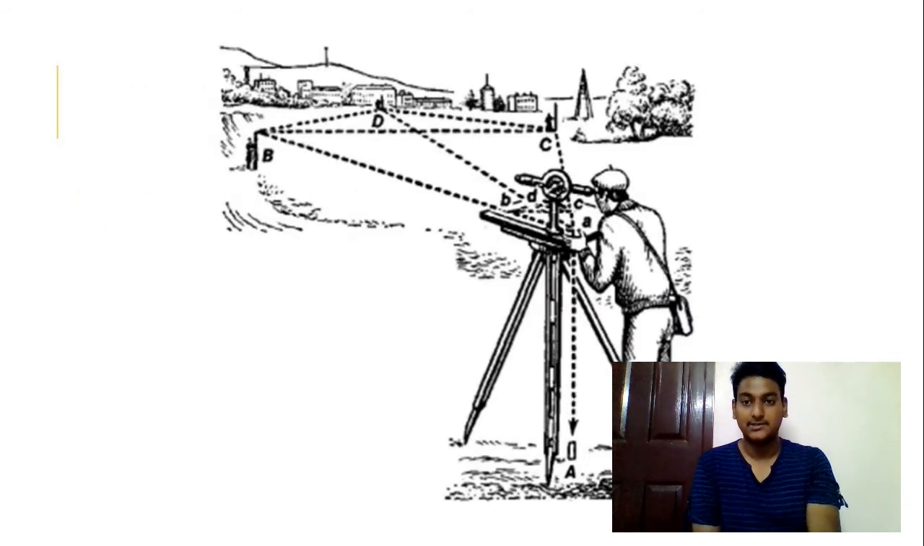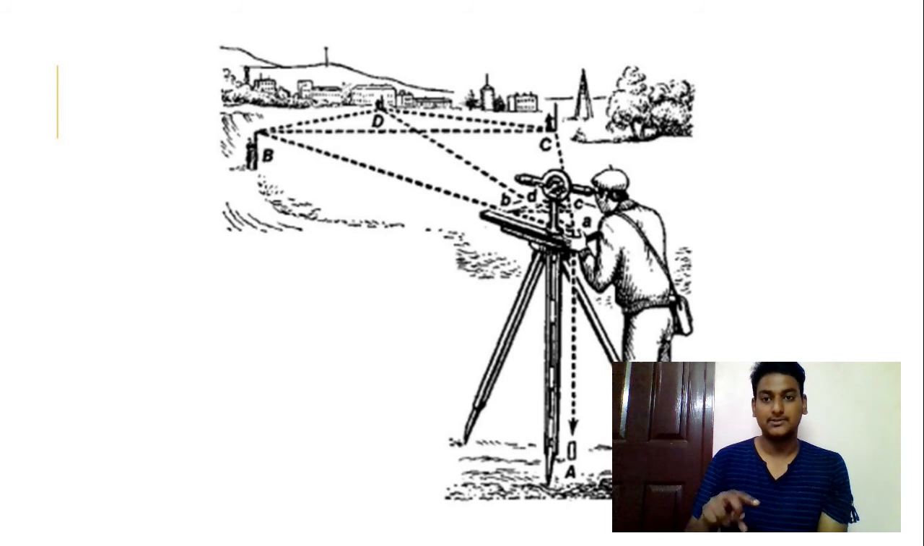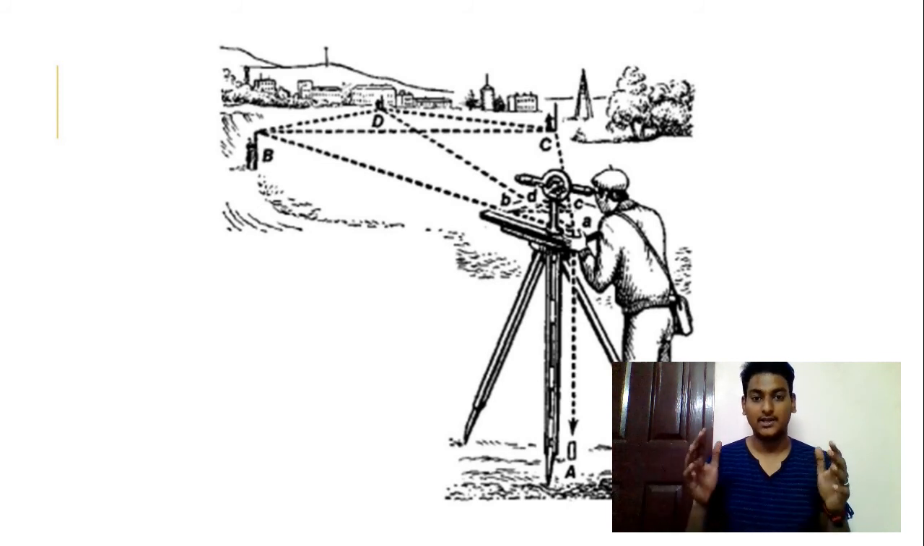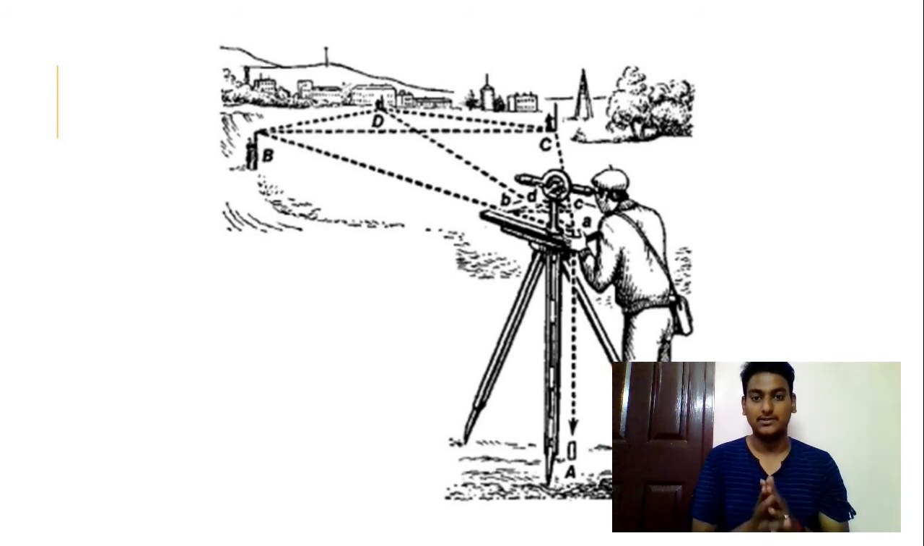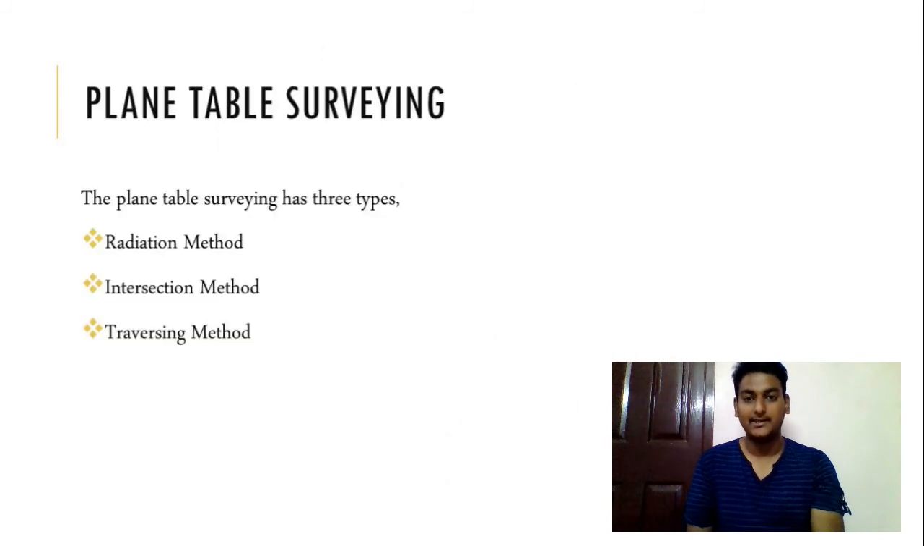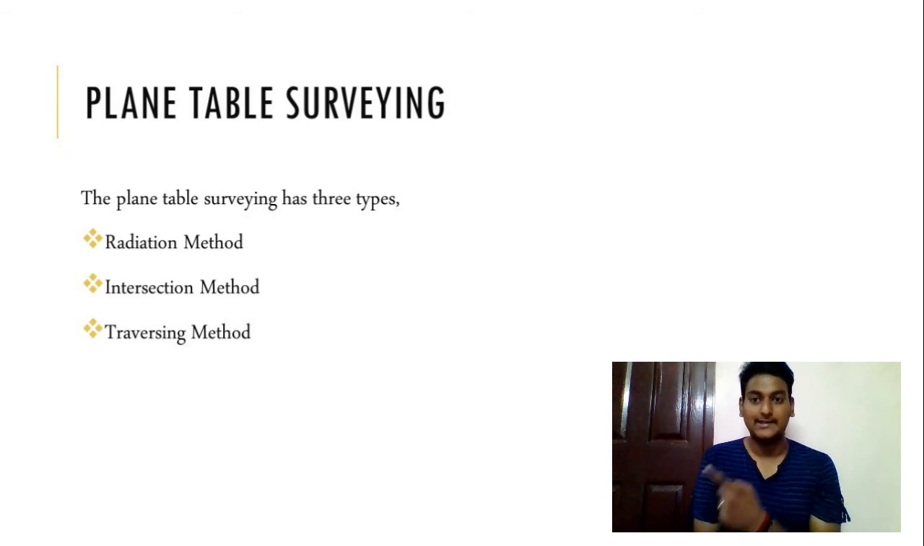So next, this is actually the image of what your plane survey looks like. Here the survey looks into three stations and considers those stations and the area into a small range. So this is how it looks. And the next one is the plane table survey classifications, and they are the radiation method, intersection method, and traversing method.